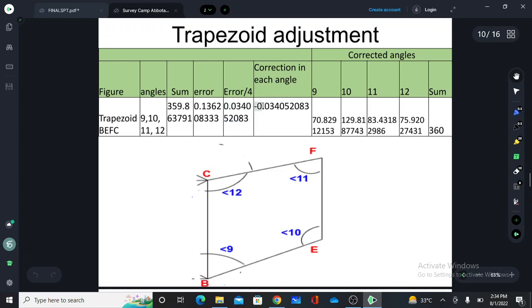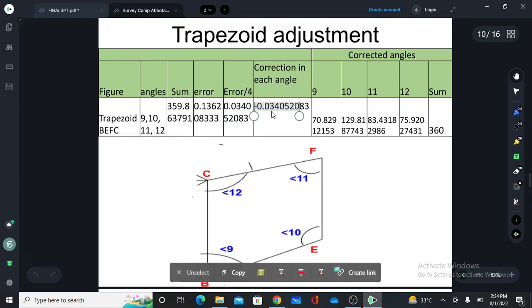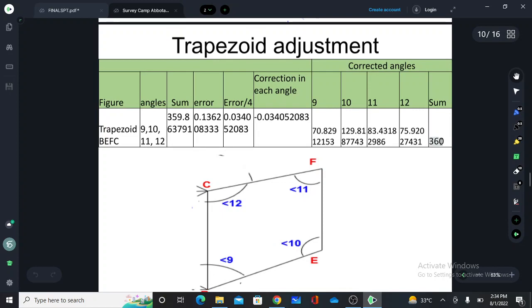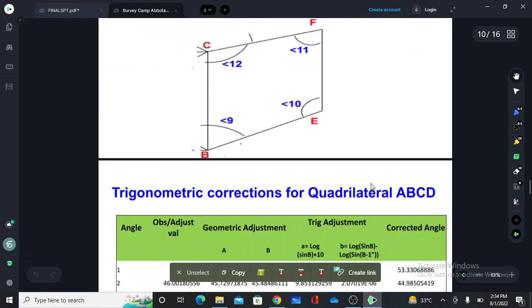So this is the correction that is required. What you are going to do is add minus 0.0345 in each angle 9, 10, 11, 12, and once we add them, this will give us a sum of 360 degrees. So this was the trapezoid adjustment.